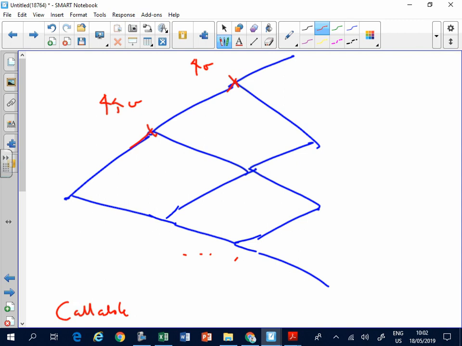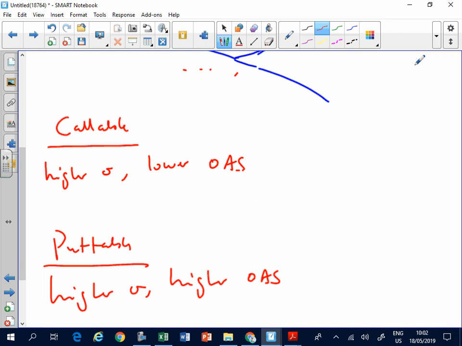Got it? So these are the two things you need to understand. The higher the volatility for a callable bond, the lower the option adjusted spread. Everyone happy? For a puttable bond, the higher the volatility, the higher the option adjusted spread. Okay. How do you calculate the option adjusted spread, by the way? How did you calculate the Z spread? Yeah, you added that Z onto the spot rate.